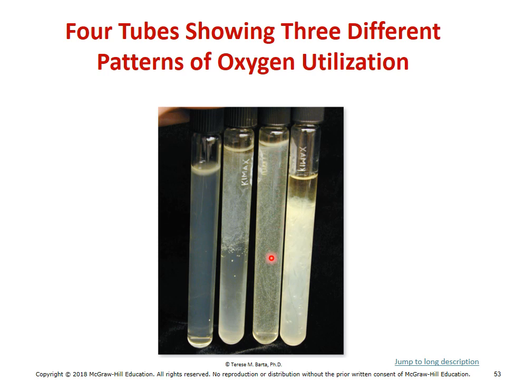Notice in this tube, we see growth from top to bottom. There are really 2 possibilities for this. This could be a facultative anaerobe or an aerotolerant anaerobe. But here on the far right, notice we just really have growth at the bottom of the test tube. This illustrates again an anaerobe.